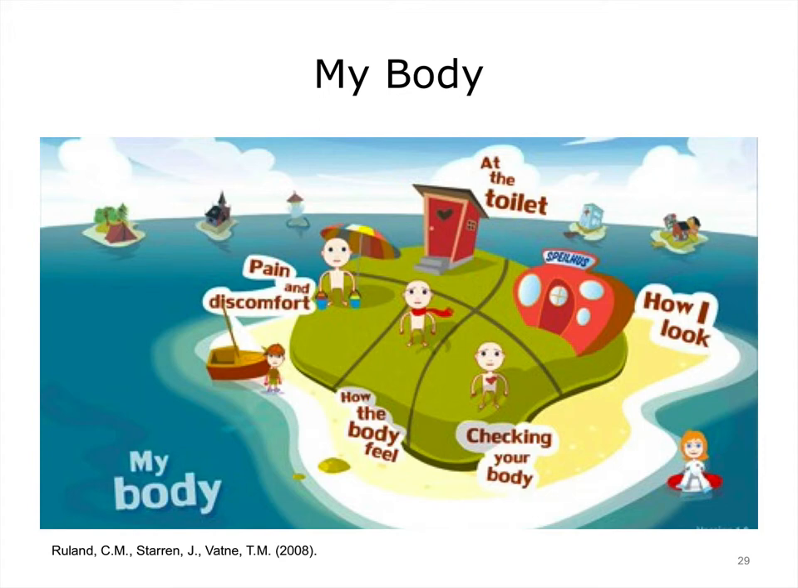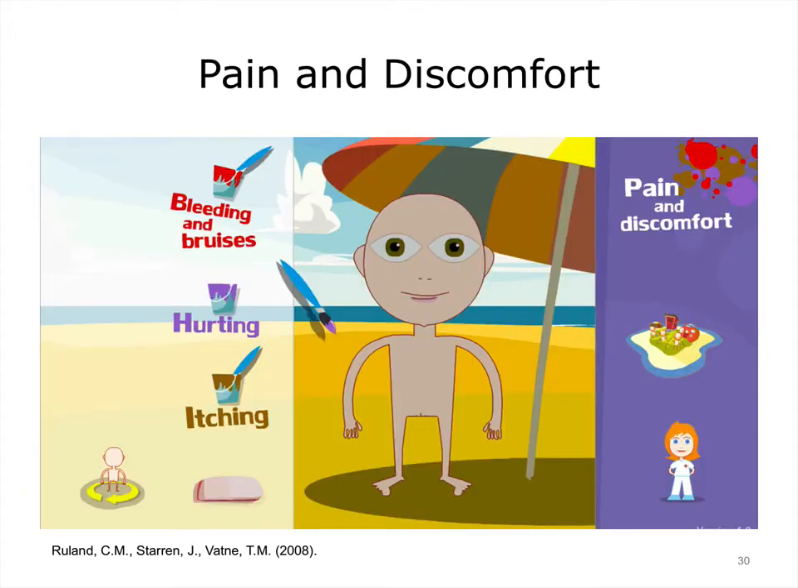This picture illustrates an island with different physical symptoms. The My Body Island provides resources for children to explain their concerns about pain, feelings, or any source of discomfort, including one's appearance. Children were encouraged to use a pencil to paint on the body where it hurts, bleeds, or itches. If they select pain and discomfort, they can select either bleeding and bruises, hurting, or itching. Using the paintbrush, they can identify the specific locations on their body which are bothering them.